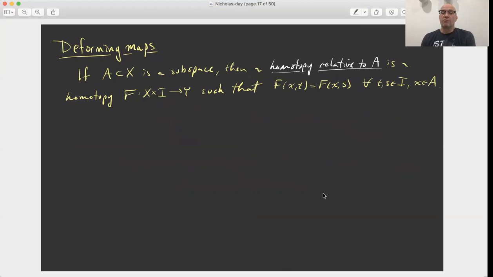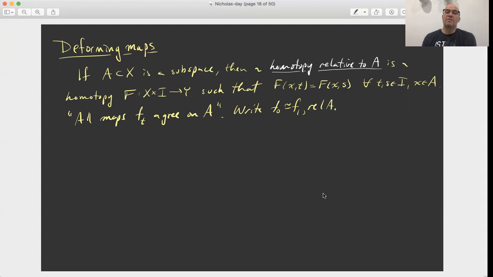All right, a refinement of this notion of homotopy. If you have a subspace A of X, then a homotopy relative to A is a homotopy such that all the maps agree on A. So the formula there: F of (x,t) equals F of (x,s) for all x in A and t and s in I. That just means that for each point x in A, all the maps f sub t of x are all the same. And the notation is similar. We write f0 and f1 are homotopic rel A. Rel A means relative to A.